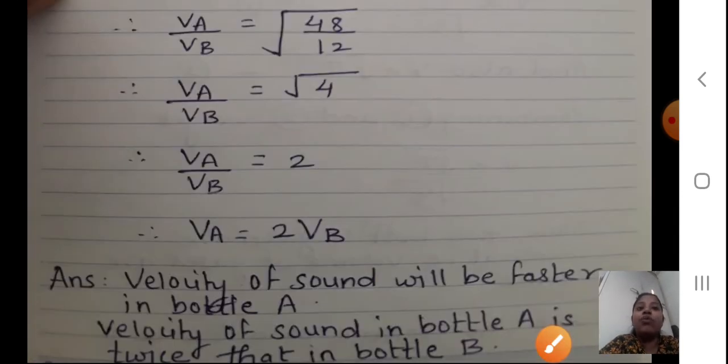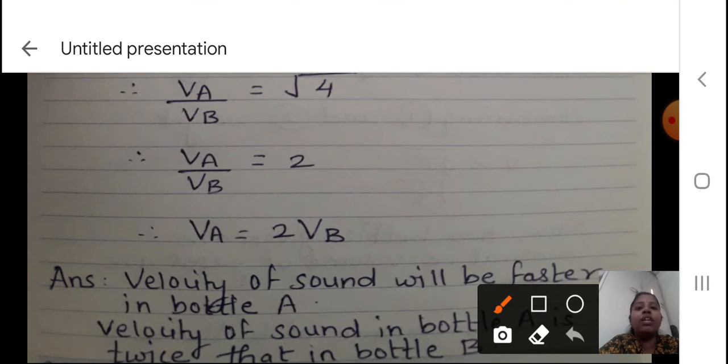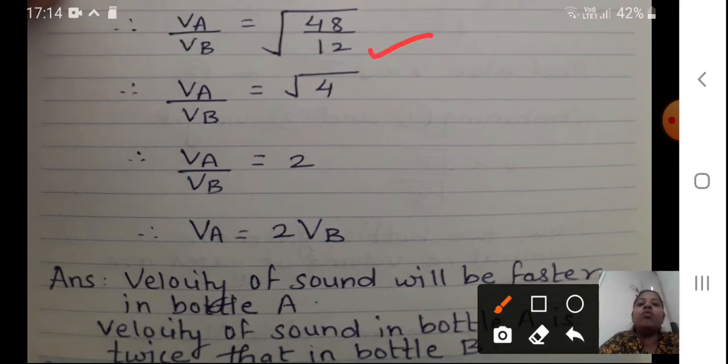See here, therefore VA upon VB, you will get it as root 48 upon 12. I hope V and V got cancelled, as you know, the volumes got cancelled. So what you will get? VA upon VB is equal to root 4. Therefore VA upon VB is equal to 2. Root 4 answer is 2. So therefore VA is equal to 2 VB, which means VB is twice times less than VA.